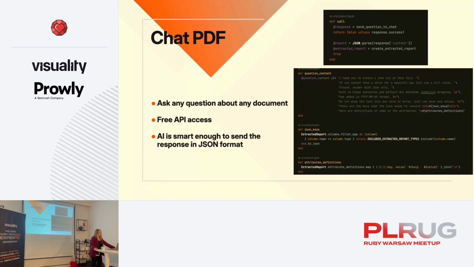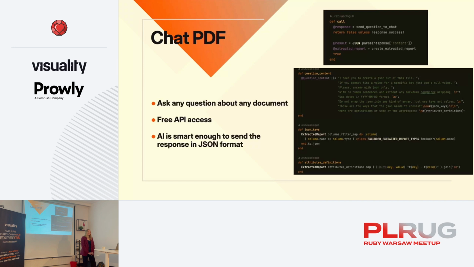So I wrote a typical Ruby service, and the implementation was very simple because the biggest challenge was to ask a question. I just had to upload a document and then create a prompt. So I asked, I need you to create a JSON out of this file. If you cannot find a value for a specific key, just use a null value. Please answer with JSON only, with no human sentences and without any markdown code bloat wrapping. And that's important because AI isn't always smart and sometimes it's very crazy.